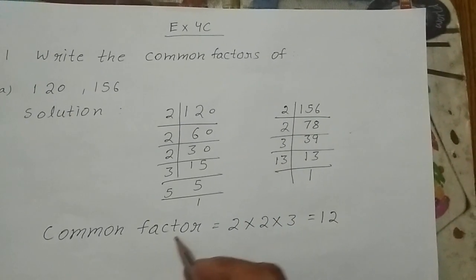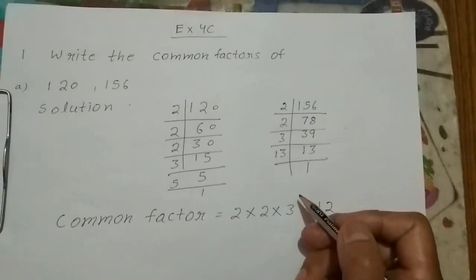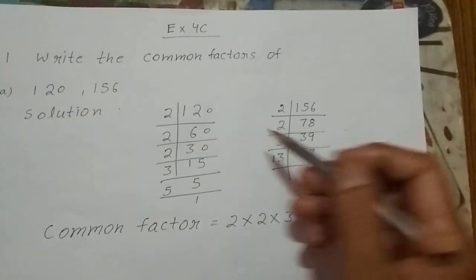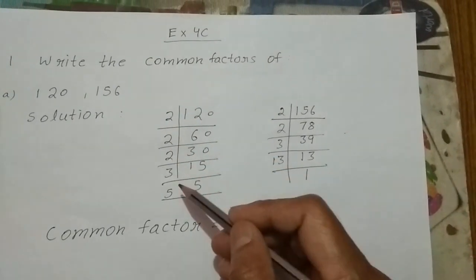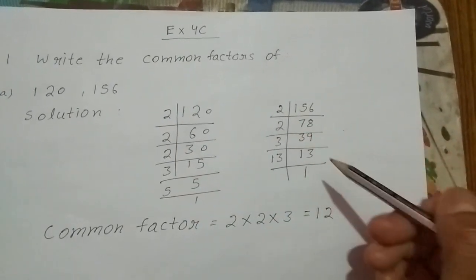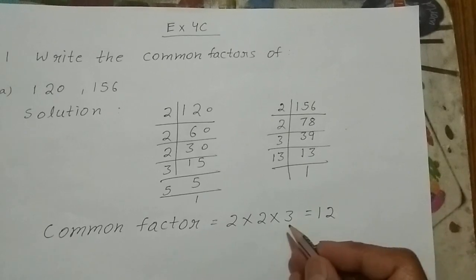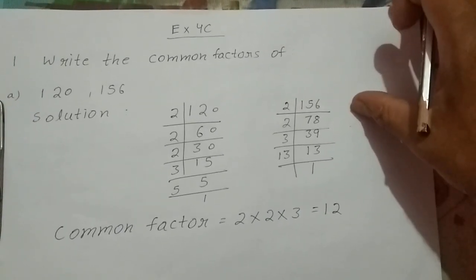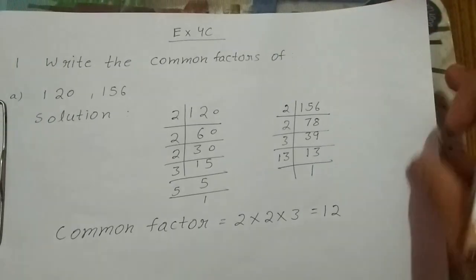So the common factors in both are 2, 2, 3. 2 into 2 into 3 is 12. So in the first question, we have to write the common factors.